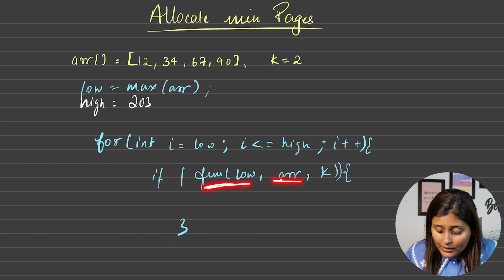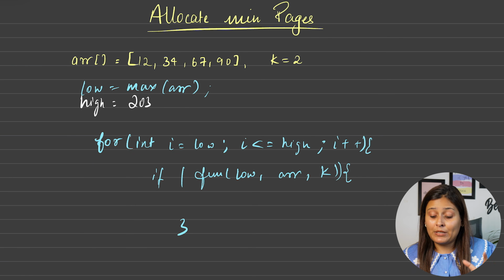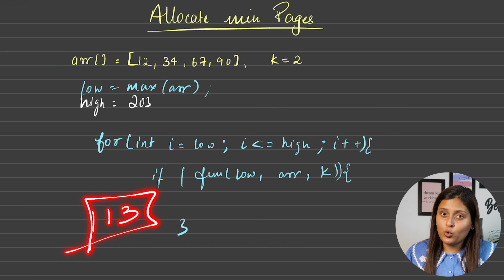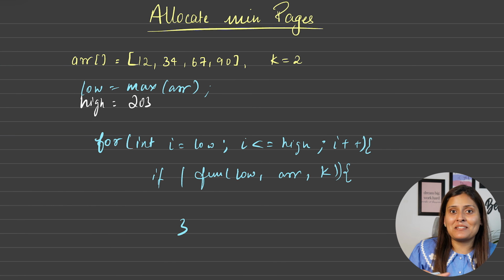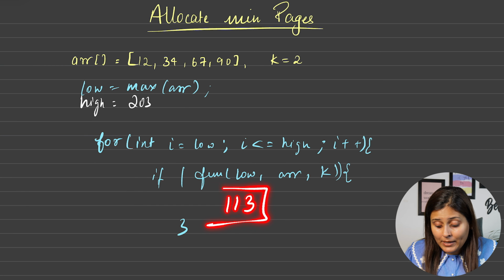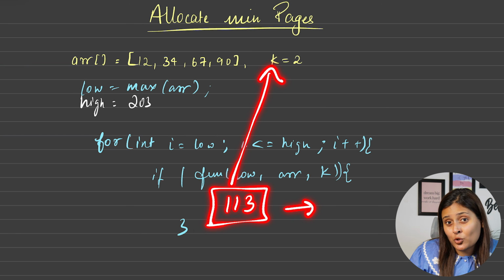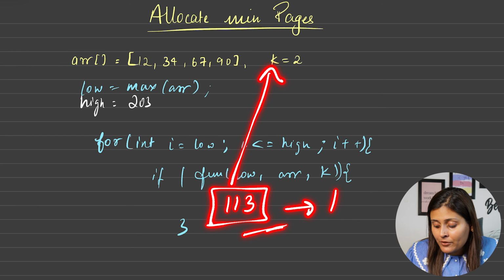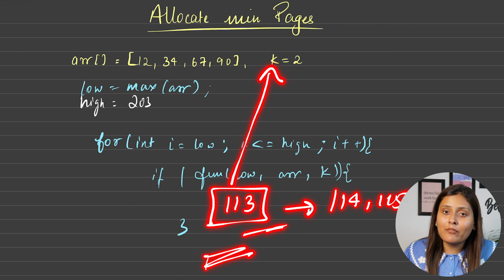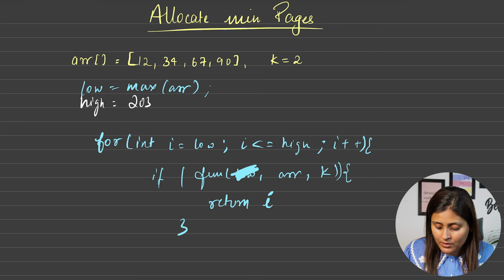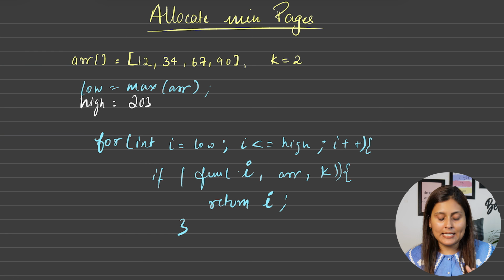Whenever the function hits true, meaning yes, with this value, suppose 113, it is possible to make 2 groups, then 113 will be my minimized maximum. Why? Because if with 113 we made 2 groups, then definitely with a greater number than this we can make 2 groups or 1 group. So out of 114, 115, definitely 113 is my minimum one. So we have to return this. Whenever for the first time we hit true, we will return this i, and sorry, in the function we have to send i only.